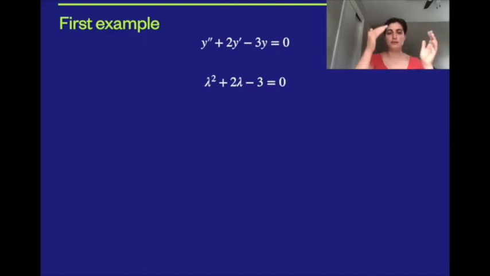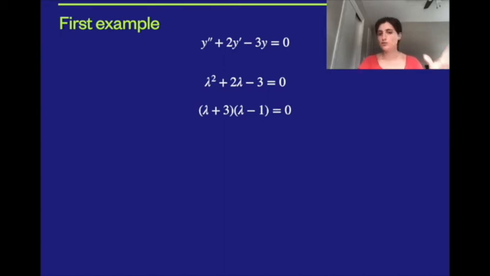I'm just replacing y with lambda and derivatives of y with powers of lambda. That means that the third term, minus 3y, gets replaced by minus 3, without a lambda. Because there is no derivative of y, that means that there should be lambda to the power 0. This lambda squared plus 2 lambda minus 3 is a second order equation that we can solve by hand. You can use whichever method you want.